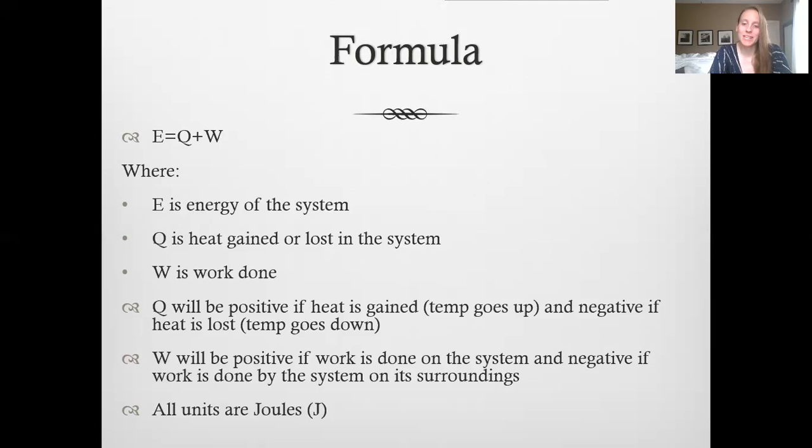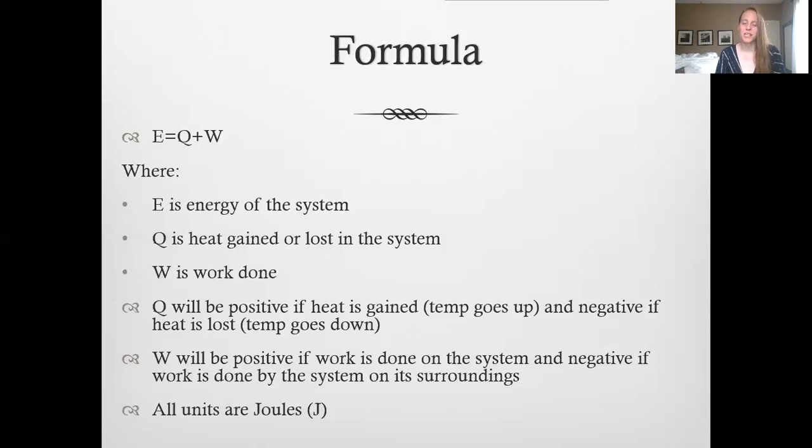If work is being done on the system, your W value will be positive. If work is being done by the system on its surroundings, work will be negative. So I picture this like if I were the system. If I had to do work, like clean my room, I don't like cleaning my room, so that would be negative for me. So W is negative if me, the system, has to do work.